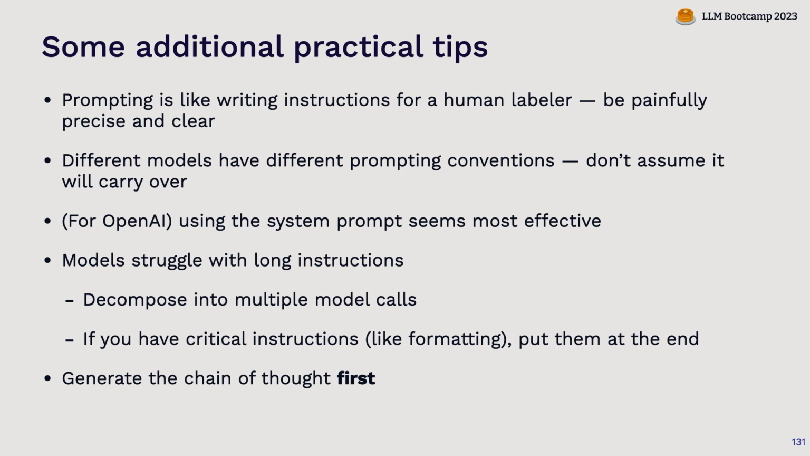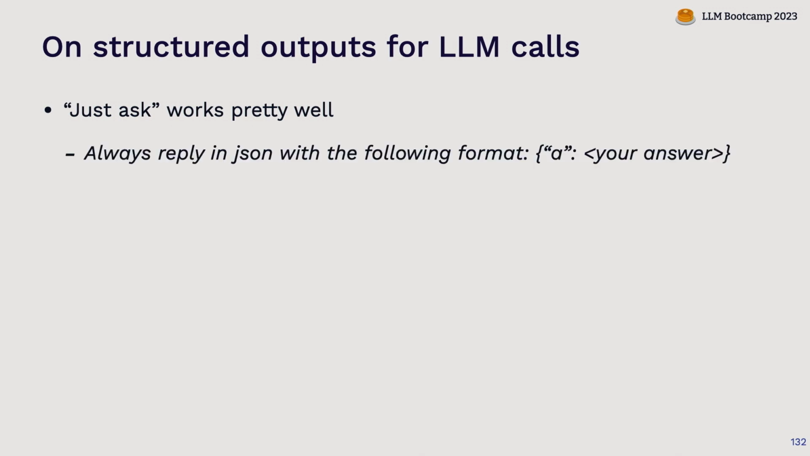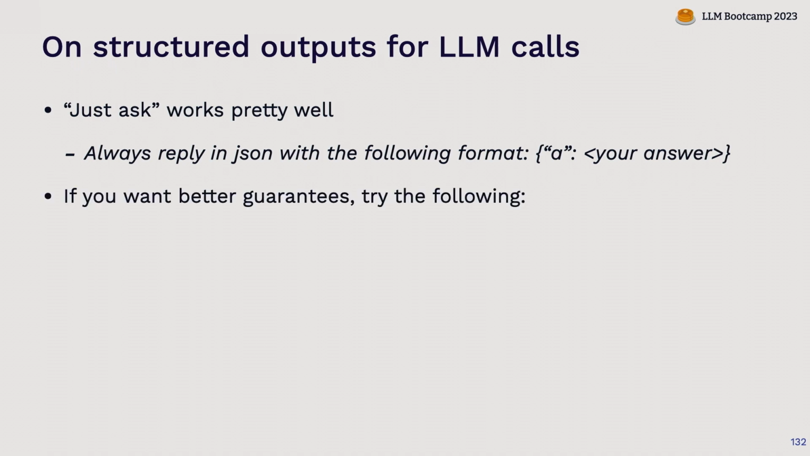So we talked a little bit about critical instructions like formatting. And I find one of the places where people get tripped up on prompt engineering a lot is producing structured outputs for LLM calls. How do you get the model to always respond in the exact same way, like to follow a specific JSON format or something like that? Just asking is a pretty good baseline. You can write something in your prompt like, always reply in JSON with the following format. And generally speaking, for something like GPT-4, it'll do a decent job at following those instructions, but it won't be 100% consistent.